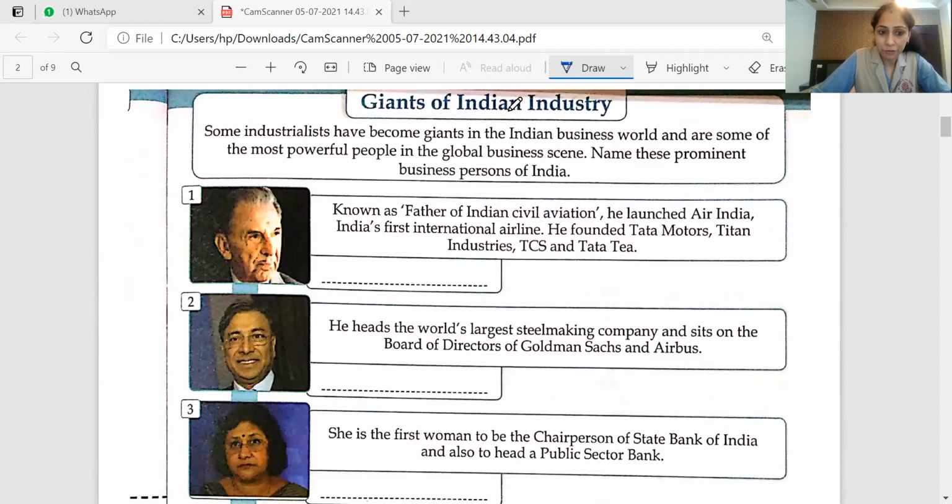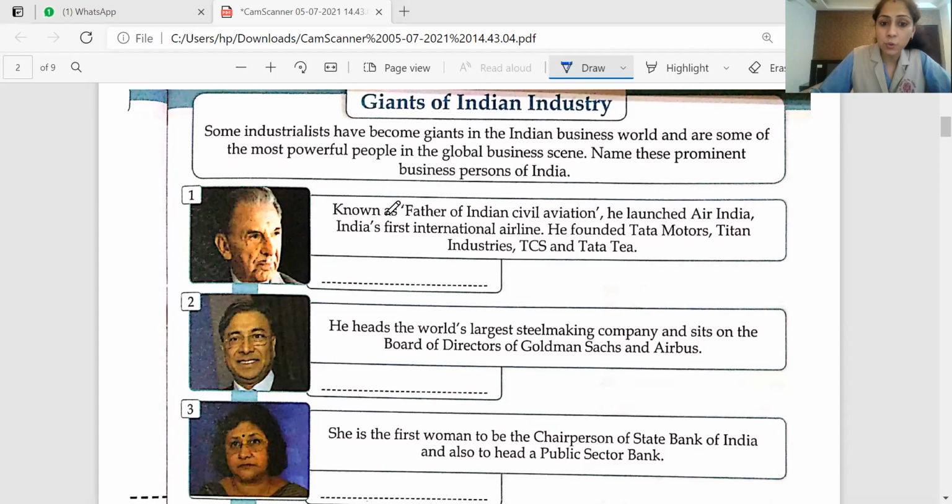Now, giants of Indian industry. Some industrialists have become giants. I use the term giant size company: too big, you can't even measure it, and hugely successful. The success attained by them is quite huge. So they are called giants in the Indian business world and are some of the most powerful people in the global business scene. Name these prominent business persons of India.